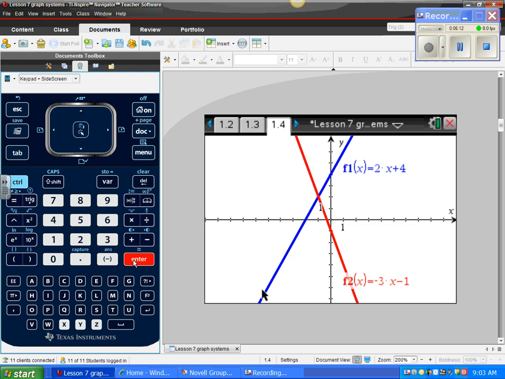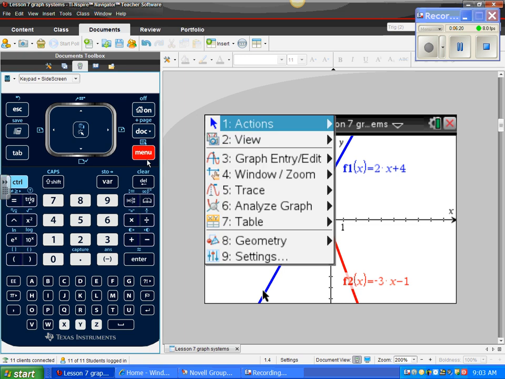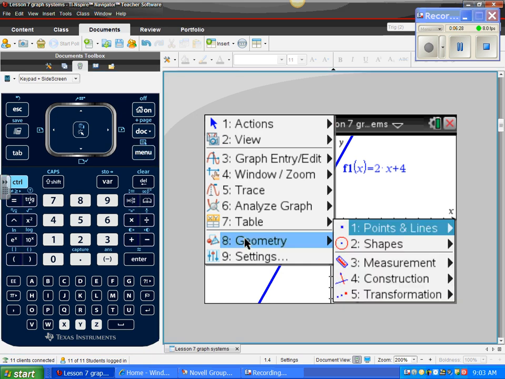Nope. That's too hard. Easier, please. We like easy. Kind of. I'm going to go where? Menu. I don't want analyze. Nope. Geometry. Yep. This is the way you want to do it.